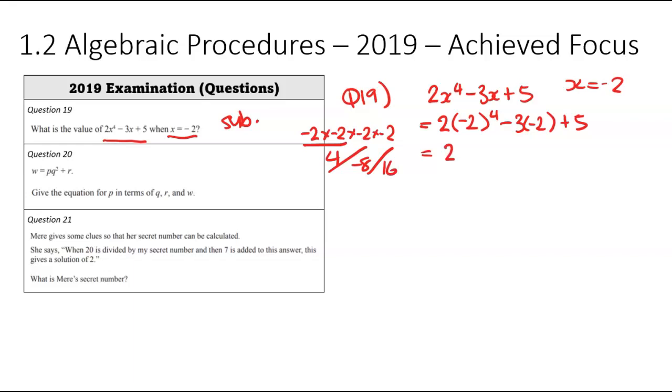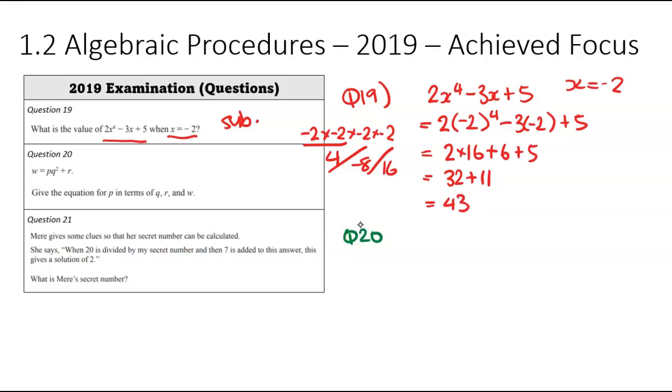So that's going to become 2 times 16. We've then got negative 3 times negative 2, which is going to be positive 6. So I'm going to change that to plus 6, and then I've got plus 5. I'm then going to do my multiplication. 2 times 16, 32, plus 11, that comes to 43.